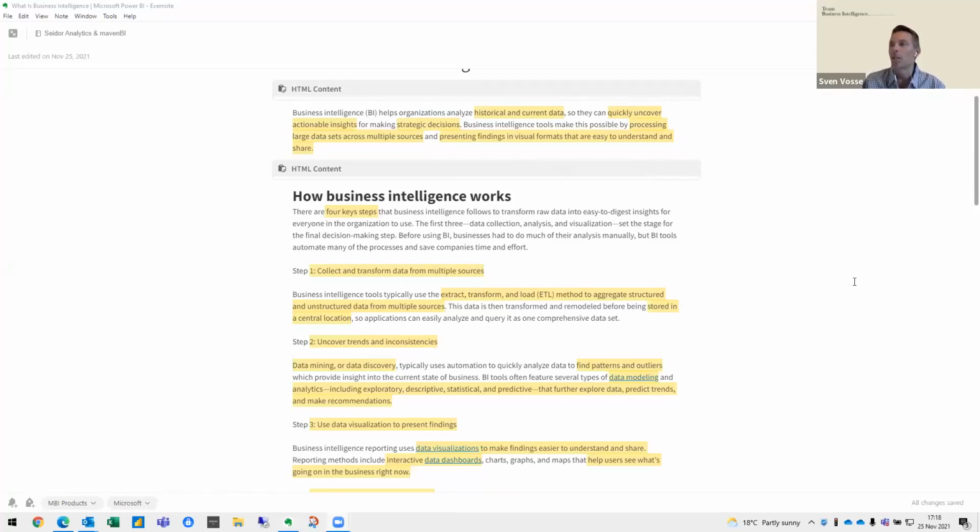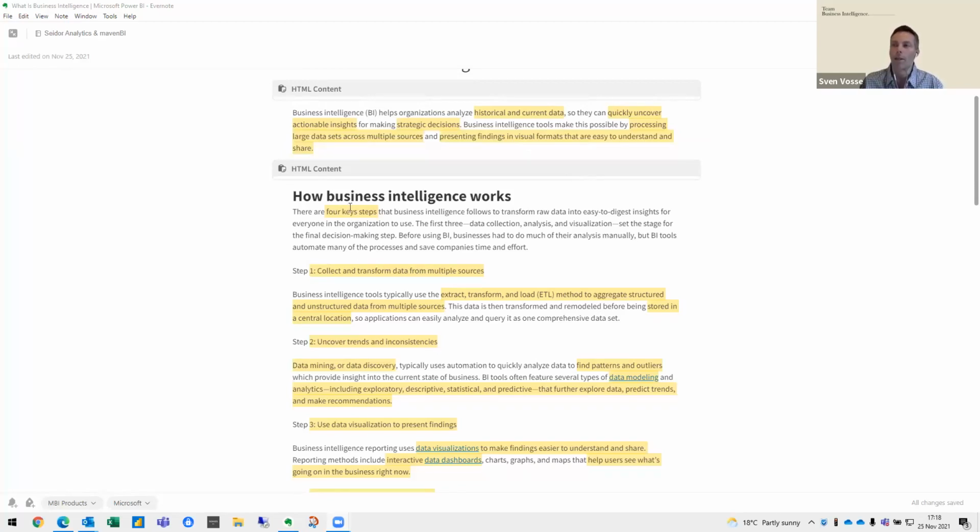So business intelligence: historical and current data. That is an important component, and we'll talk about it quite a lot in terms of how that's different from data science. Important here, quickly uncovering actionable insights, all right? Making strategic decisions. In this case, I'm just skipping over it, otherwise it'll take too long. Large data sets, processing large data sets across multiple sources. Those who work with business intelligence are doing that all day, every day, but just to set the scene for everyone else. And then really important, you're trying to present the findings in a visually appealing and interactive way so that people can understand it.